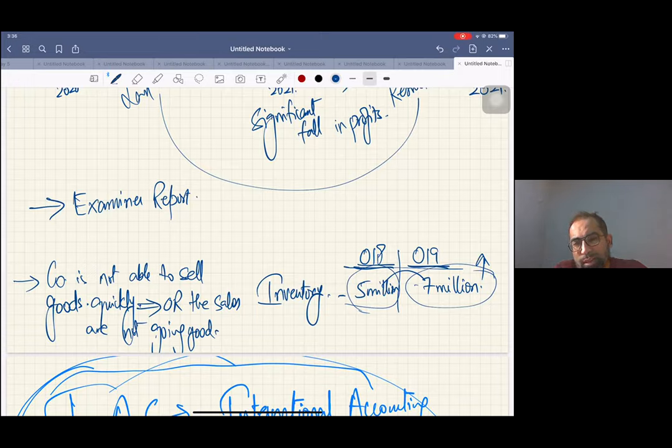So after looking at these inventory levels, the inventory increased by 2 million. You wrote that the company is not able to manage the inventory and is not able to sell the inventory. You wrote this comment without looking at the actual sales in the income statement, where there was a drastic increase of sales, like 3 million last year, and this year's sales is, let us say, 6 million. This is 18 and this is 19.